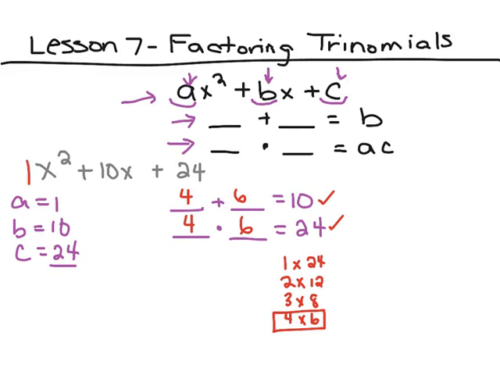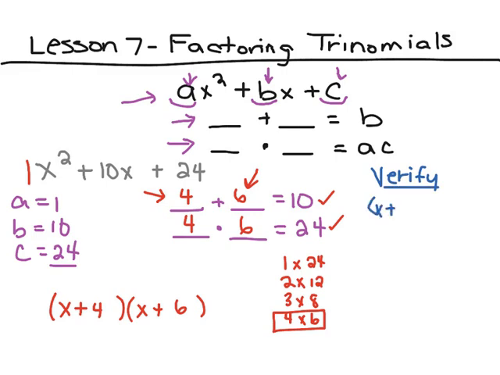When a is 1, the last step in factoring is you're going to put two brackets. You're going to put an x in each of them, and then you're going to put your number behind it. So positive 4 and positive 6. And that is your factored trinomial. A way to verify that you've done it right is if you take x plus 4 and x plus 6, and multiply it out, you should get back to where you started.